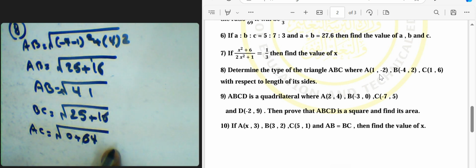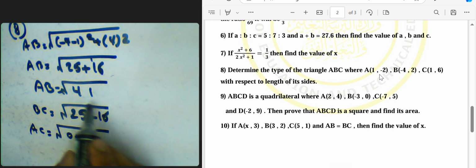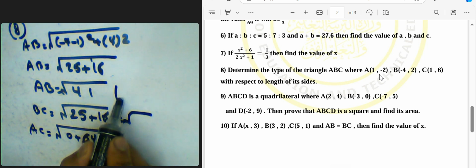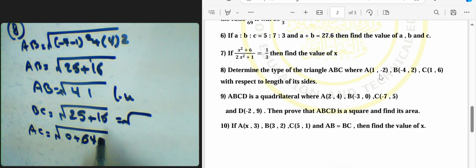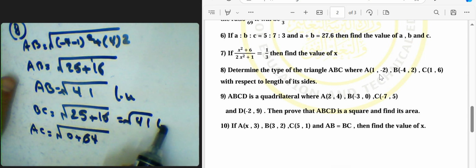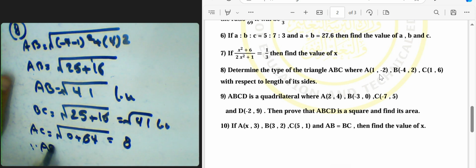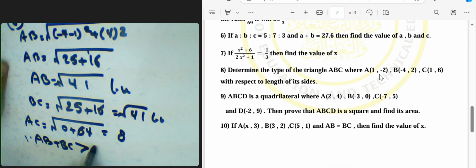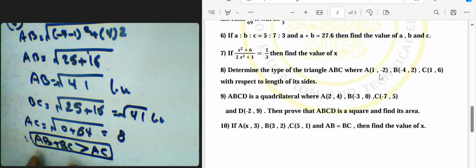So you can find the lengths: here the square root of 41 length units, and here the square root of 25 plus 16, which is 41, and here the square root of 64, which is 8 length units. Then, AB plus BC is greater than AC. You must prove that first: the sum of any two sides in a triangle is greater than the third. You must prove that first, okay?